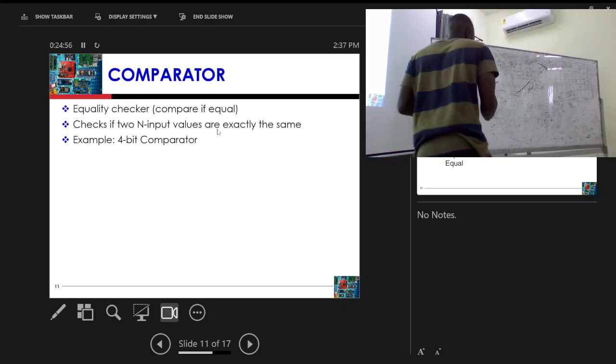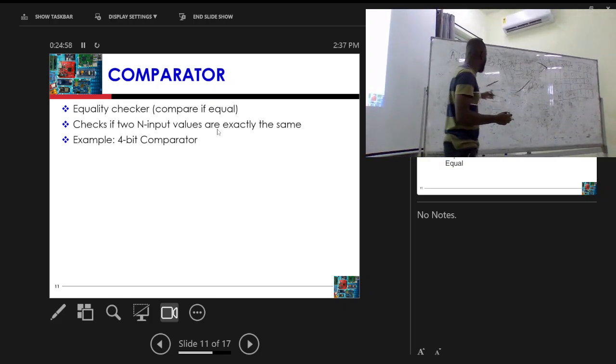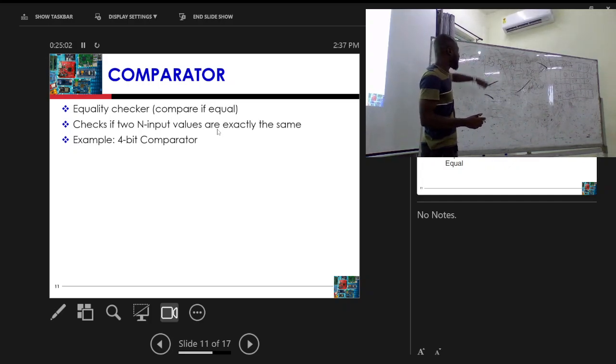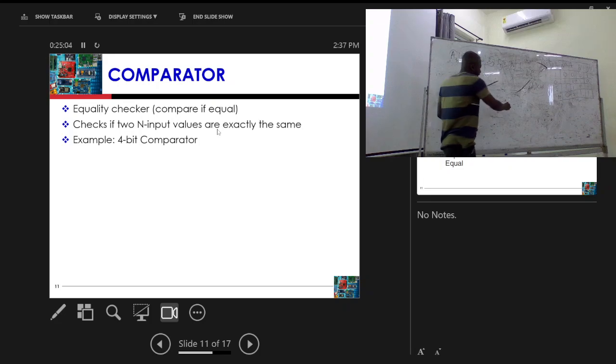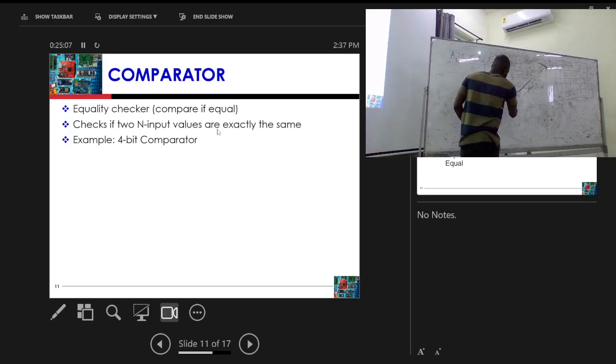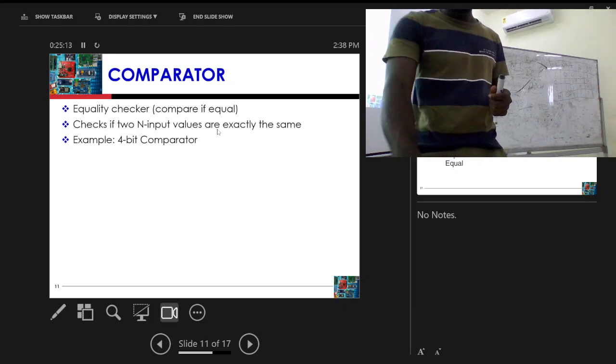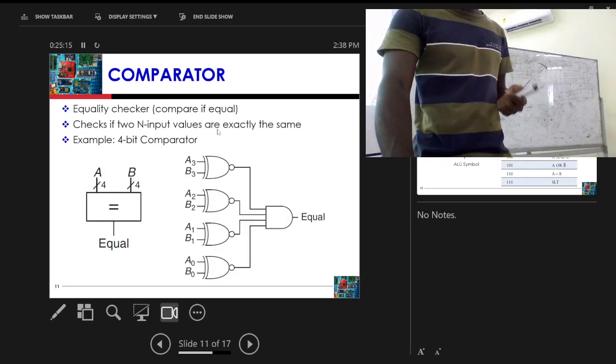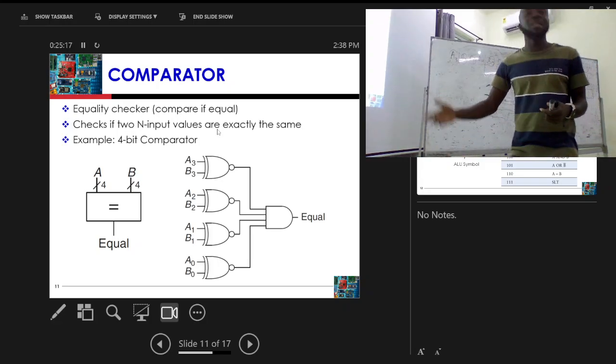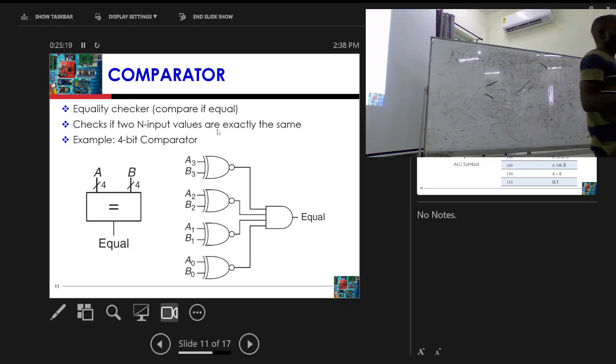AND gate. So you use four of these, for A3, A2, and so on. And then once you get the outputs, you use an AND gate to combine all the outputs. And then you get your one output. It's as easy as that. Right? So in case I bring something like that, you can easily solve it.